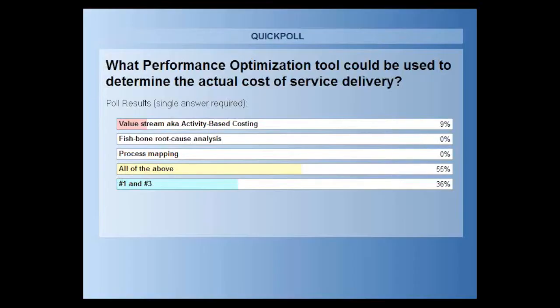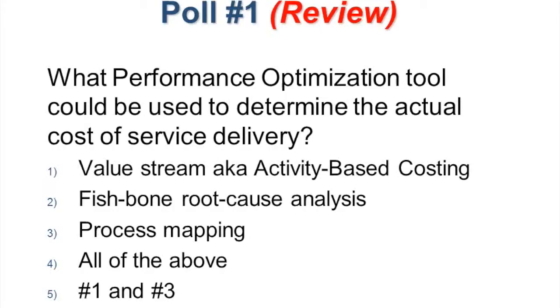And it looks like most of you responded all of the above. And actually, that's not quite right. Good try. It's basically numbers 1 and 3. Fishbone is really a tool. We did discuss that. This may have been a little bit of a trick question, but the fishbone root cause analysis is, once you have looked for ways to optimize your performance, a great tool to figure out the root cause as to why some of those issues are occurring. So the key here was determining the actual cost of service delivery. That was great, though. People identified that ABC and process mapping were part of that, and that's very true.